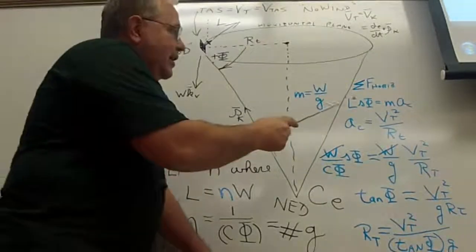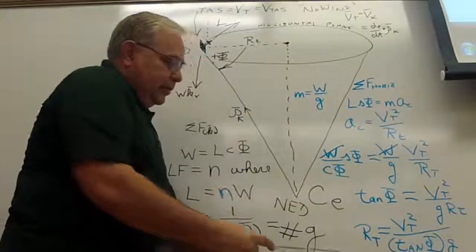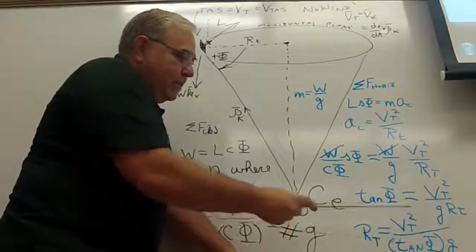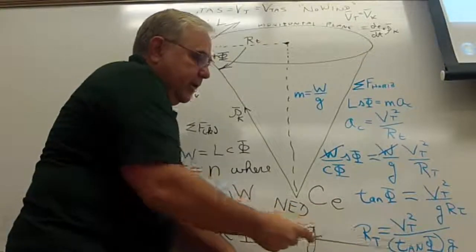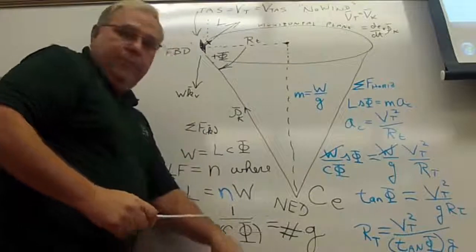Then you'll get lift sine phi is mass times centrifugal acceleration, and after some manipulation you get that the radius of turn, which is our performance metric, is V true airspeed squared over the tangent of the bank angle times gravity in the denominator. Now here's what I want you to do.